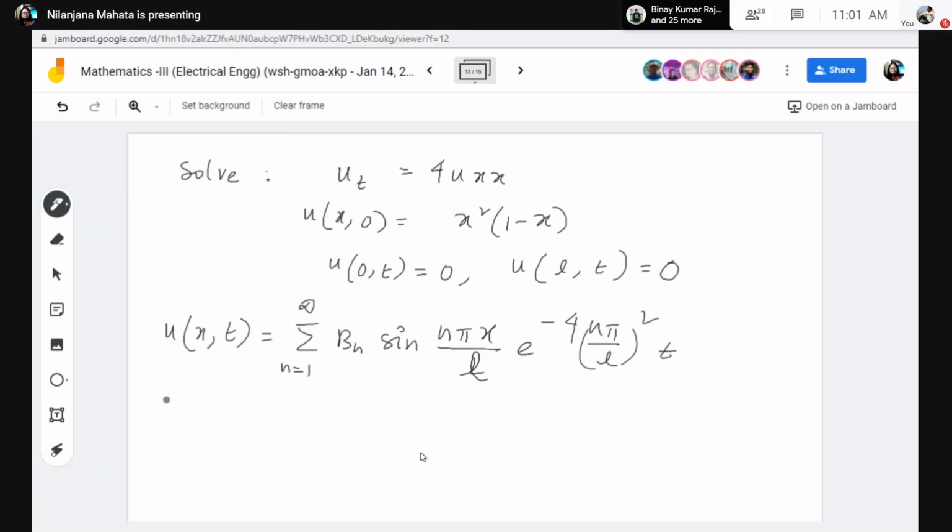Okay, and your Bn will be 2 by L, 0 to L. And this condition is 0, x less than 1, t greater than 0, and 0 less than x less than or equal to 1.